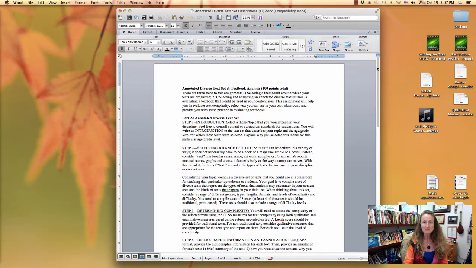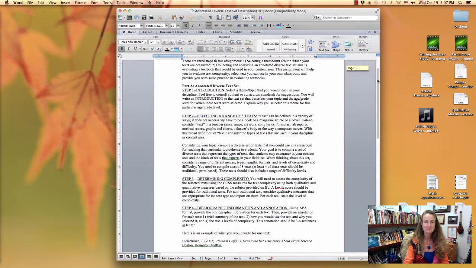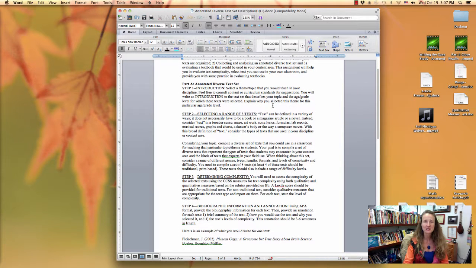So there are three pieces: picking a unit or a theme, collecting and analyzing different kinds of texts in relationship to that unit, and evaluating a textbook that you could use in your content area. Starting with the theme or topic, first you'll write an introduction explaining what the theme or topic is and how these different texts organize around that topic. Also tell me what grade and age level these texts are selected for, and why you selected this theme for this particular age level. And you can also refer to your content standards or Common Core standards as appropriate.